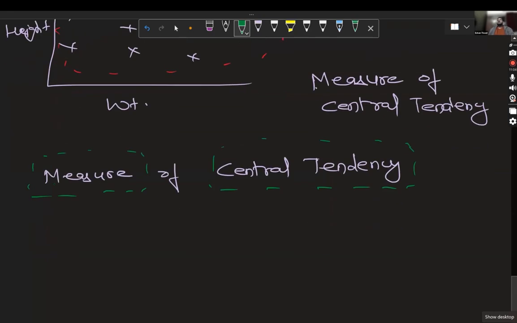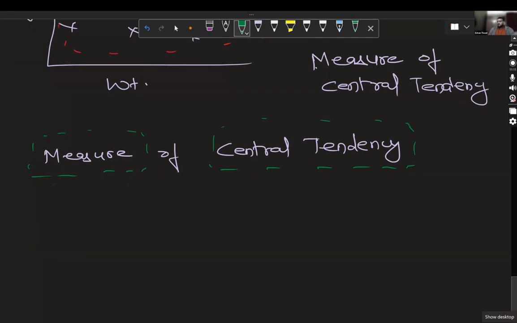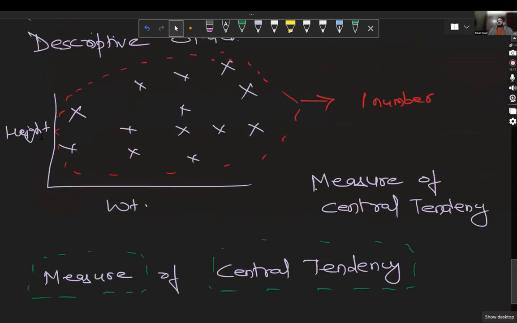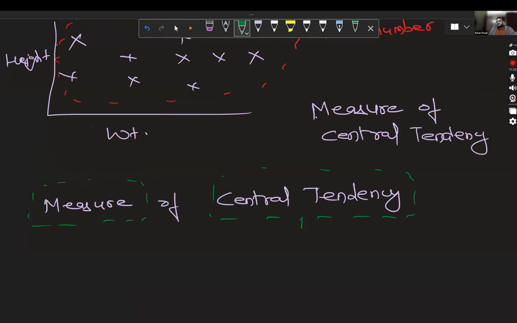Or when we go to school, we are asked, what's your percentage? Did you get top division, bottom division? So all we are looking for is a single number which can represent the entire data. When you are asking for a number which can represent the entire data, you are looking for a central tendency: one number that can represent the entire data.